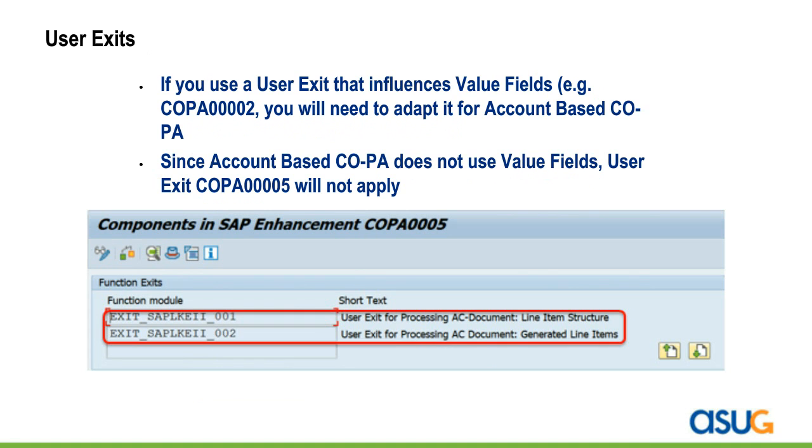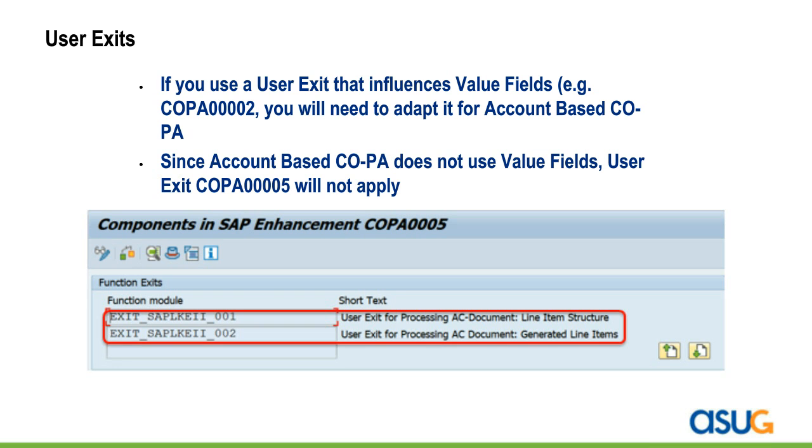The other thing is user exits. Now, obviously, if you're moving to S4, I would recommend that you look at user exits anyway. But if you're on ECC and just moving from costing to account-based COPA, just bear in mind that certain user exits are more costing-based. So I would take a look at user exits.